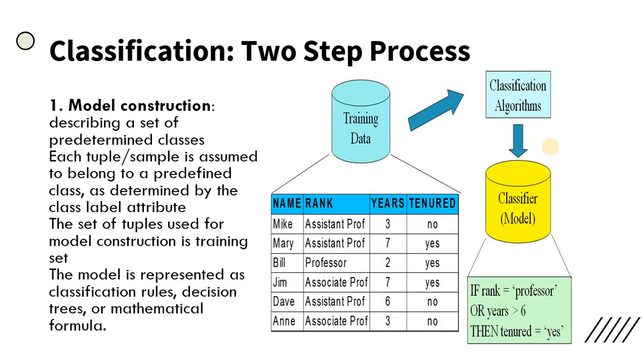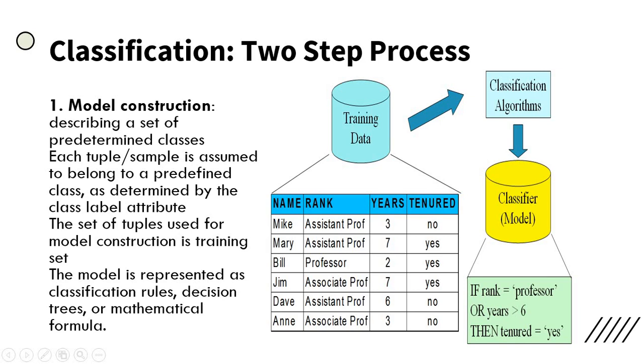Now classification is a two-step process. As I said, first we are constructing the model, and in the second phase we are using that model. So the first is model construction. It describes a set of predetermined classes. Each tuple or sample is assumed to belong to a predefined class as determined by the class label attribute. The set of tuples used for model construction is the training set. The model is represented as classification rules, decision trees, or mathematical formulas.